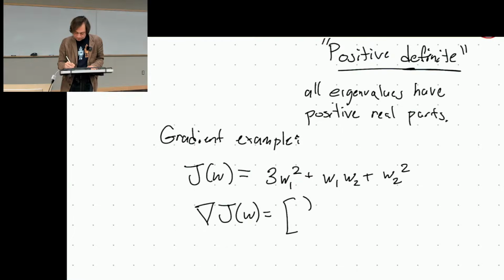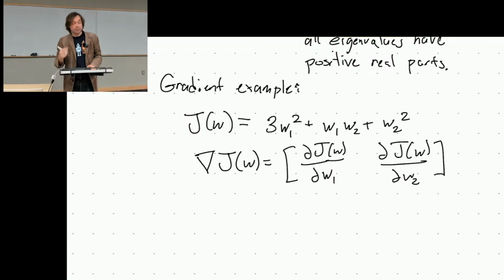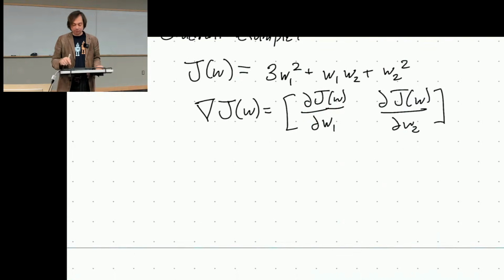Well, it's going to be the partial derivative of J of W with respect to W1, and then the partial derivative of J of W with respect to W2. And these are just partial derivatives. If you haven't taken a partial derivative in a hot minute, it's the easy derivative. It's where you only look at this variable, and everything else is treated as a constant. Hallelujah. My favorite kind of derivative. My least favorite kind of differential equation, though. Partial differential equations are nasty.